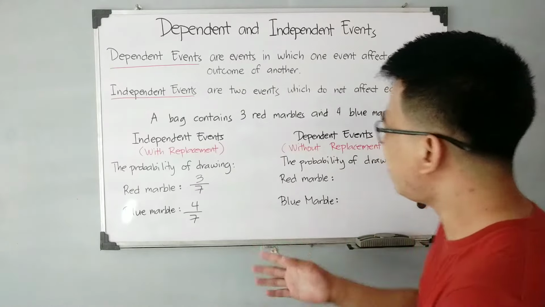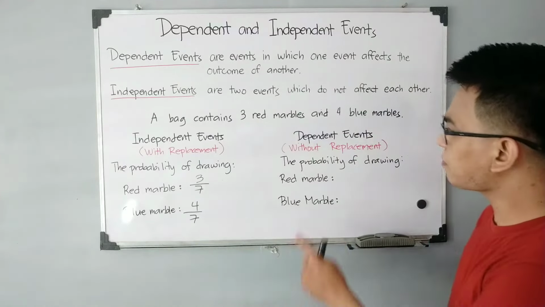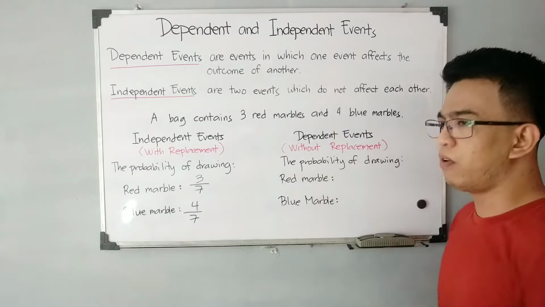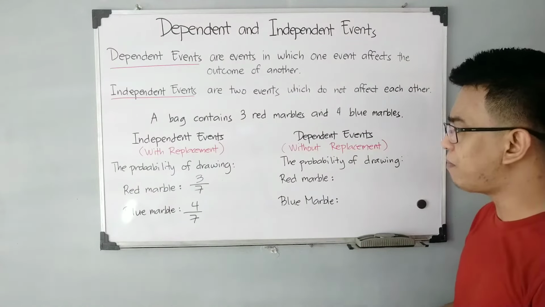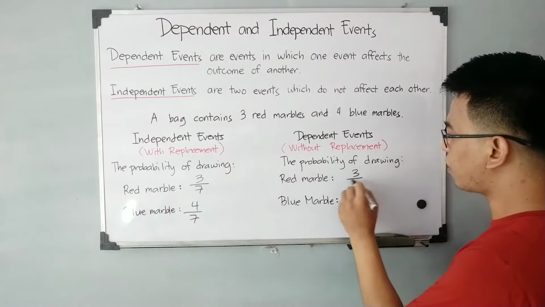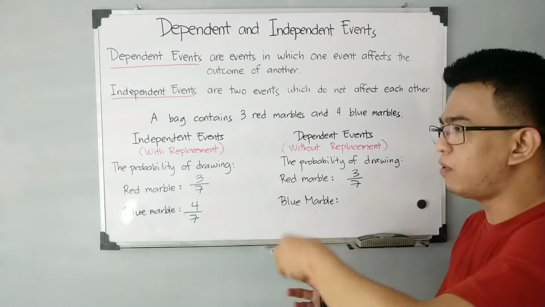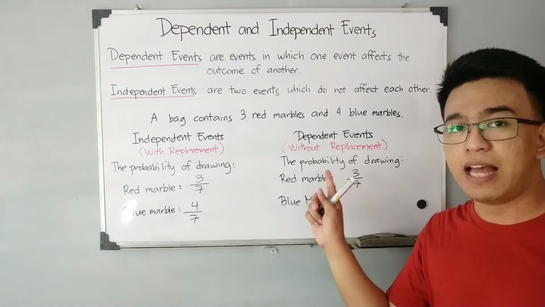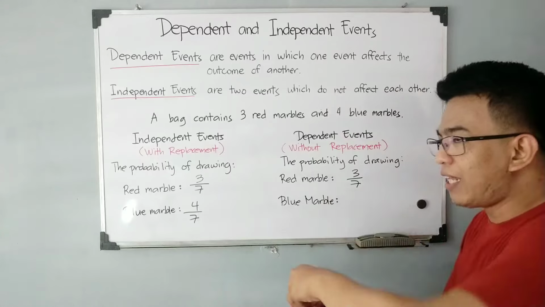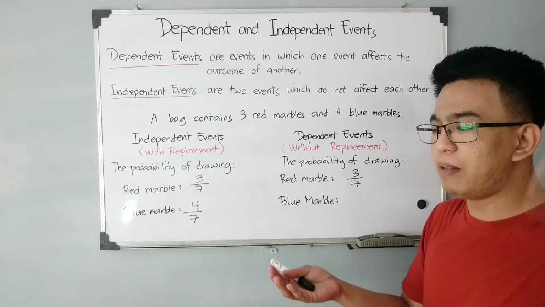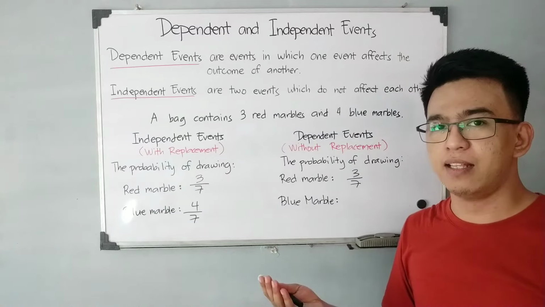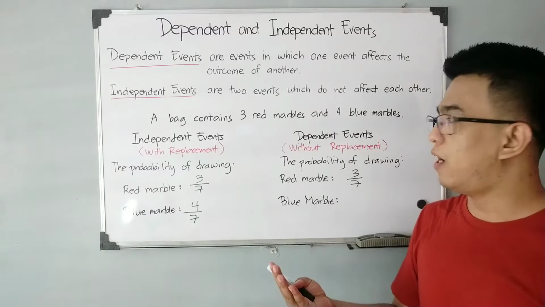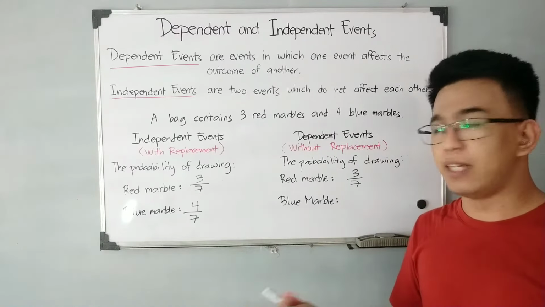Okay, so to better understand, let's have the dependent events. It says here, without replacement, the probability of drawing a red marble. Sir, what is the probability of getting a red marble? That is the same as 3 over 7. So after we get the red marble, we will remove it from the count. Because it says here, without replacement. Again, without replacement. Our count will decrease by one marble. We took one and we remove it. What happens is, how many marbles are left inside the bag? So 7 minus 1 is 6.